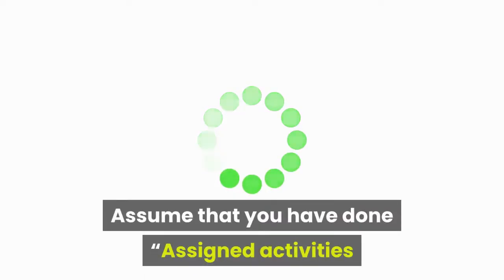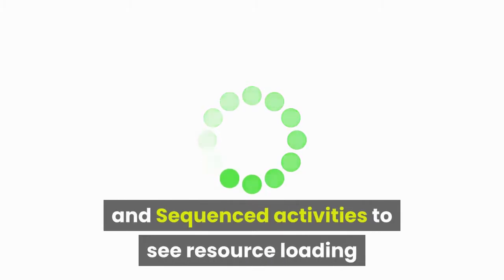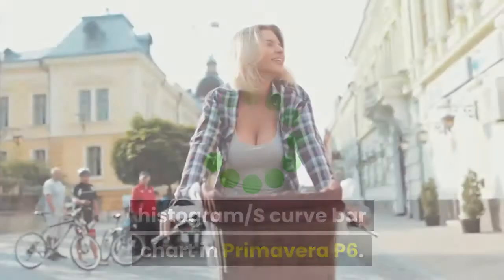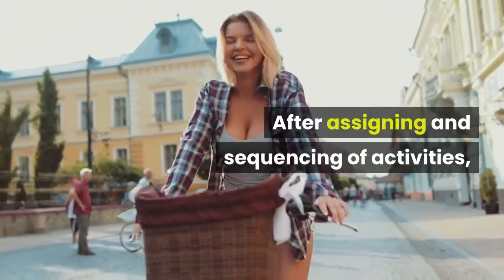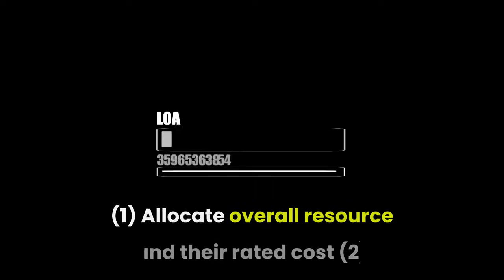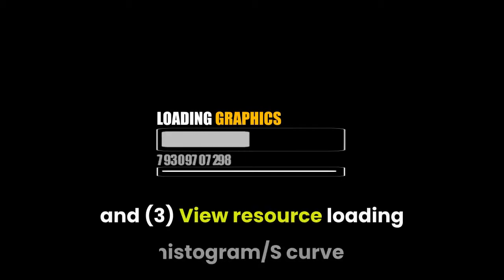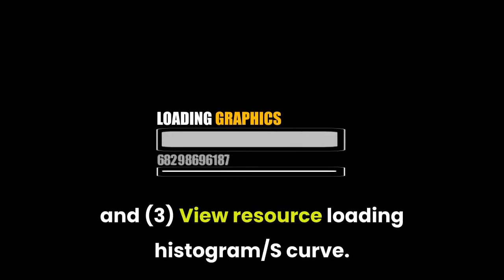Assume that you have assigned activities and sequenced activities to see the resource loading histogram and S-curve bar chart in Primavera P6. After assigning and sequencing of activities: 1. Allocate overall resources and their rated cost. 2. Assign resources in activity detail section. And 3. View resource loading histogram and S-curve.